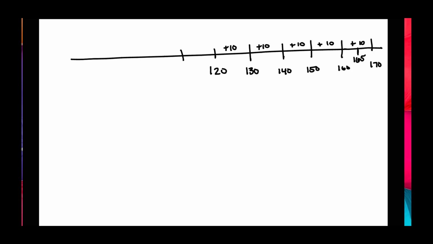If I subtract 10, I get 110. Subtract it a second time, I get 100. Subtract it a third time, I get 90. Subtract it a fourth time, I get 80. And subtract it a fifth time, I get 70. So halfway between 4 standard deviations, which is 80, and 5, which is 70, is 75.